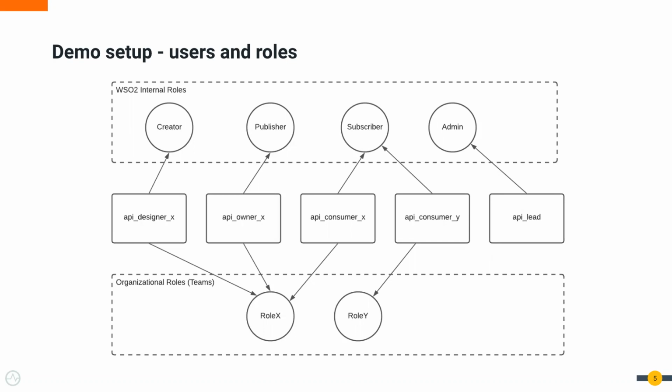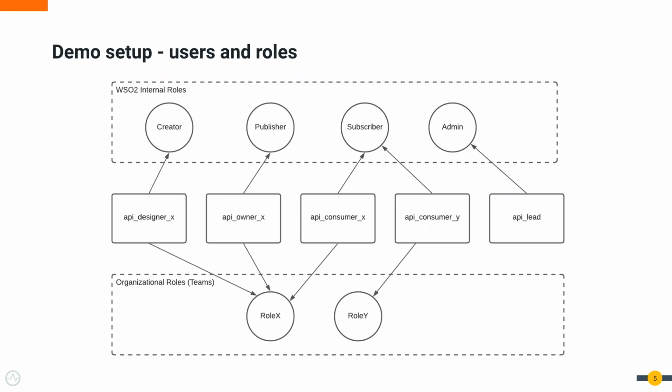In addition to that, WSO2 comes with a set of default roles to control various aspects of API management. For example, we have the API creator who can create an API. Then there is the API publisher who can publish the API which is created by the API creator. Then the subscriber, which is the user who will consume the API by subscribing to it. And then we have the admin role, which is capable of doing all the administrative tasks.